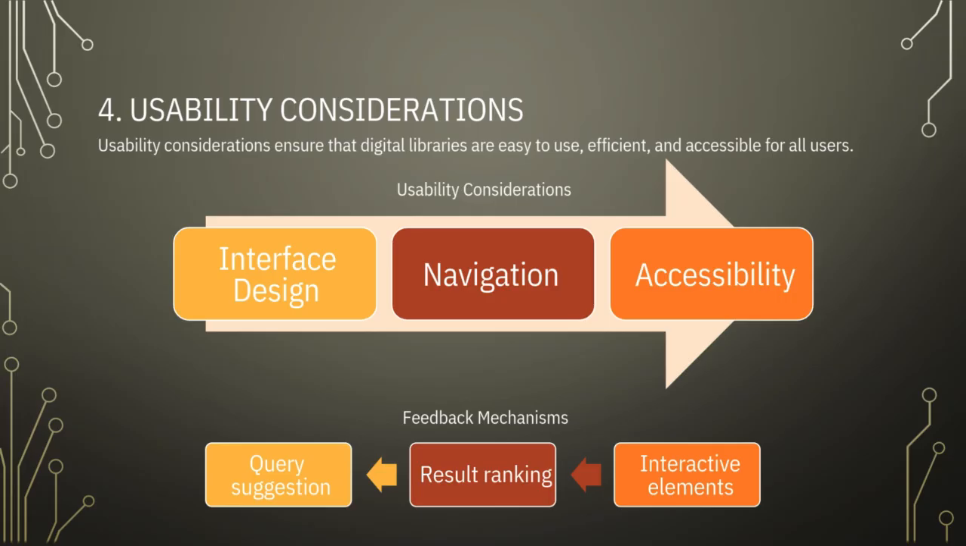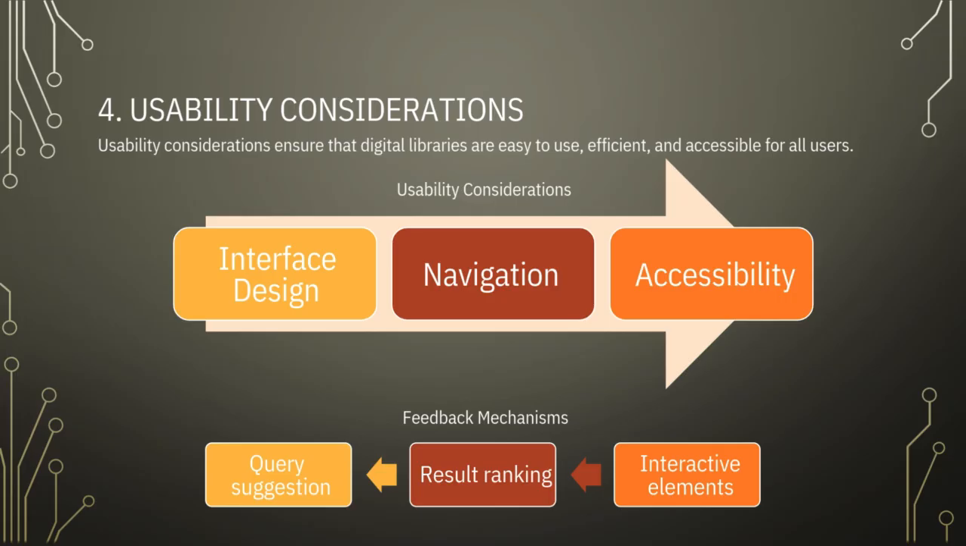Navigation is another critical consideration. Effective navigation allows users to move easily between different sections of a digital library. For example, clear menus, category labels, and breadcrumb trails help users understand where they are in the system and how to return to previous pages. Good navigation reduces confusion and supports both browsing and searching activities.